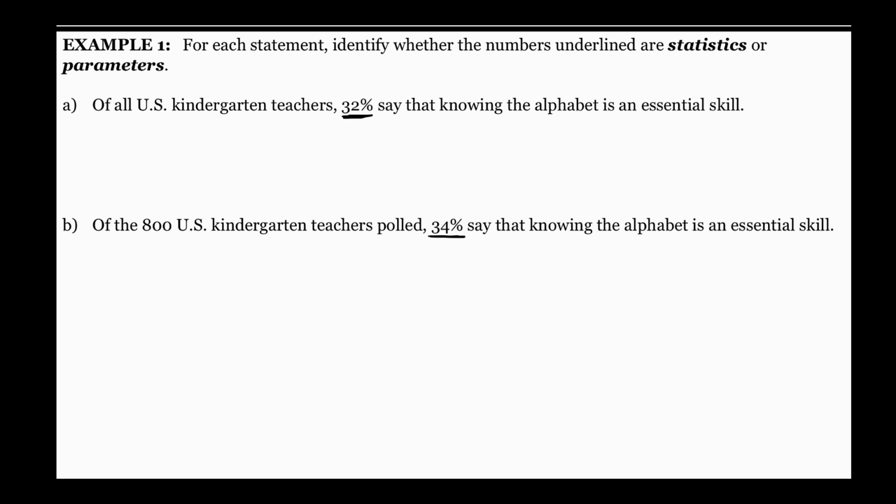So letter A, of all US kindergarten teachers, 32% say that knowing the alphabet is an essential skill. 32%, does that represent a parameter or a statistic? It does represent a parameter. Why a parameter and not a statistic? It says of all U.S. kindergarten teachers. Exactly. Nowhere in there does it say anything about a sample of U.S. kindergarten teachers. It says all. That's the population. So if it's the population, it's going to be a parameter.